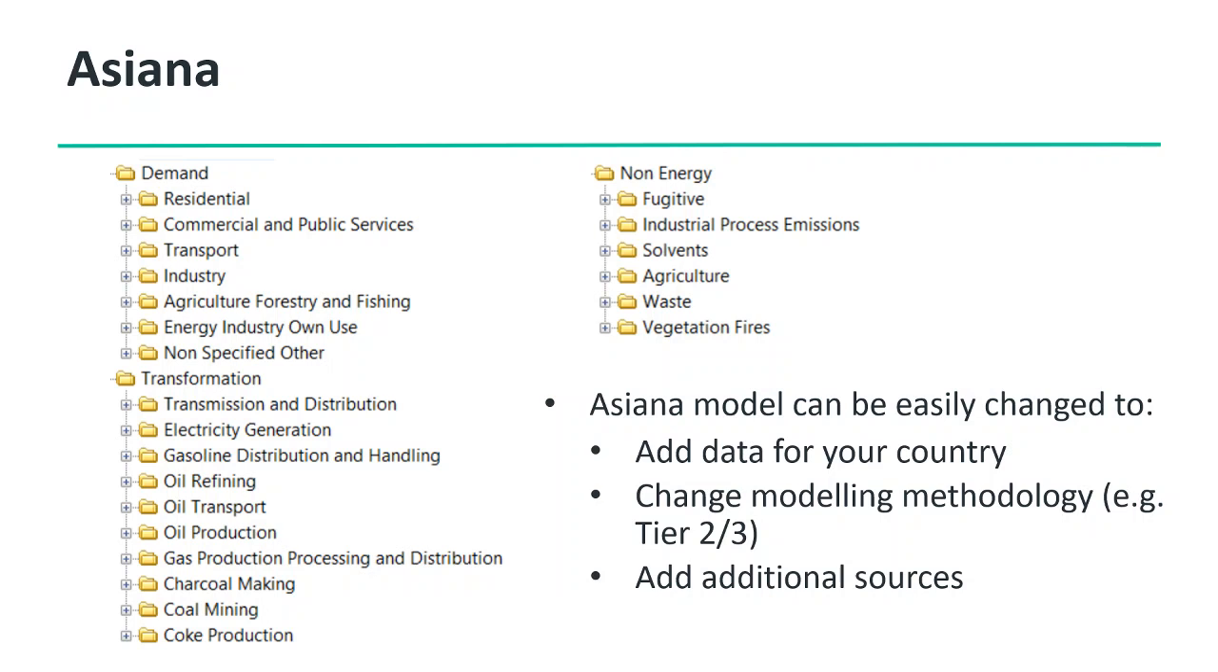We can also change the modeling methodology. We can go to tier 2 or tier 3 methods that are more complicated and give a more accurate estimate of emissions if the data is available. We can also add additional sources if there are sources that are not covered or that need to be made explicit, not added together with other sources. Then we can do that as well if they're very important. So this is really just intended to be a starting point that can be easily modified by users to make it specific for your city or for your country.